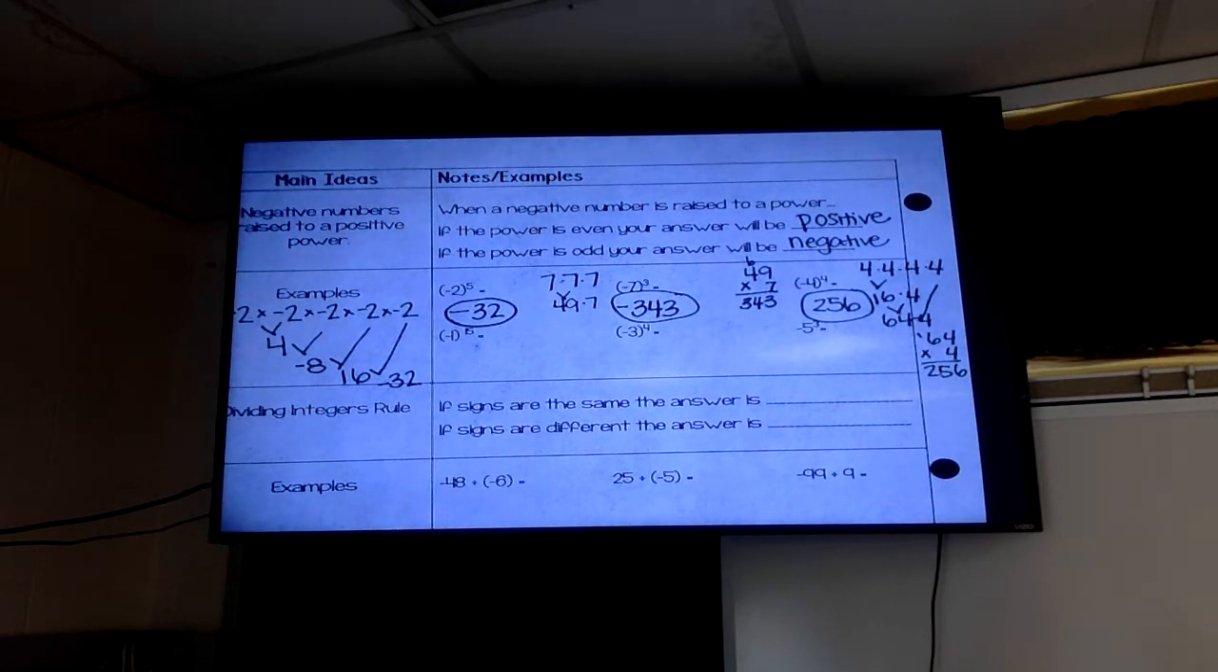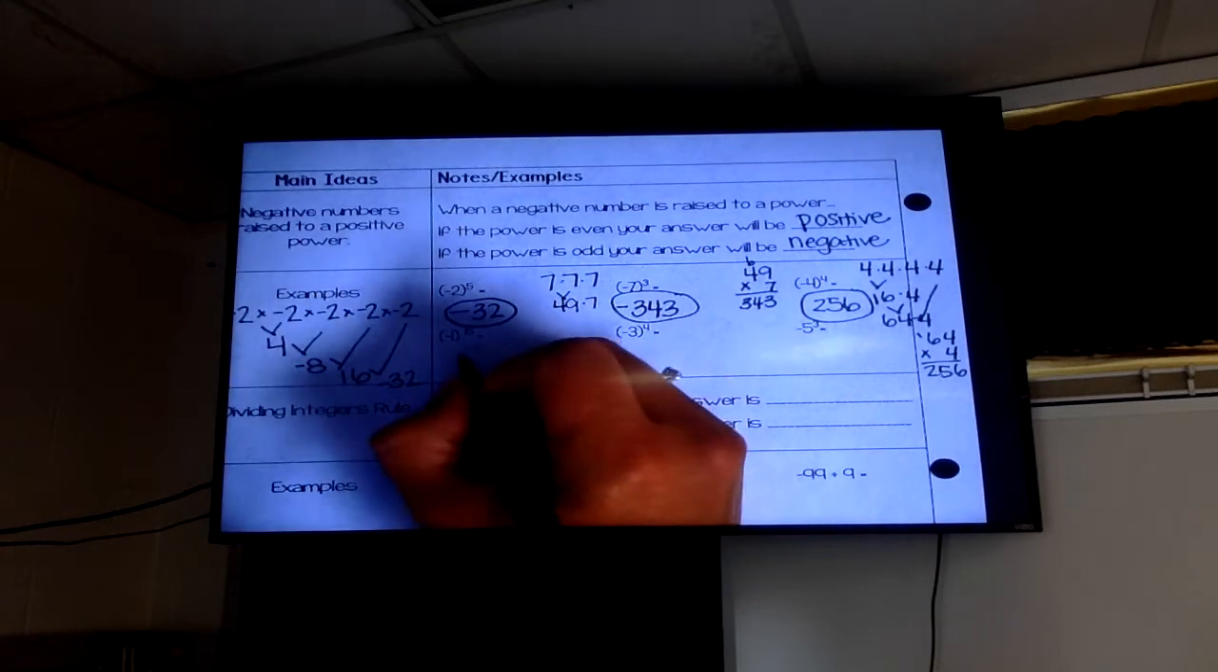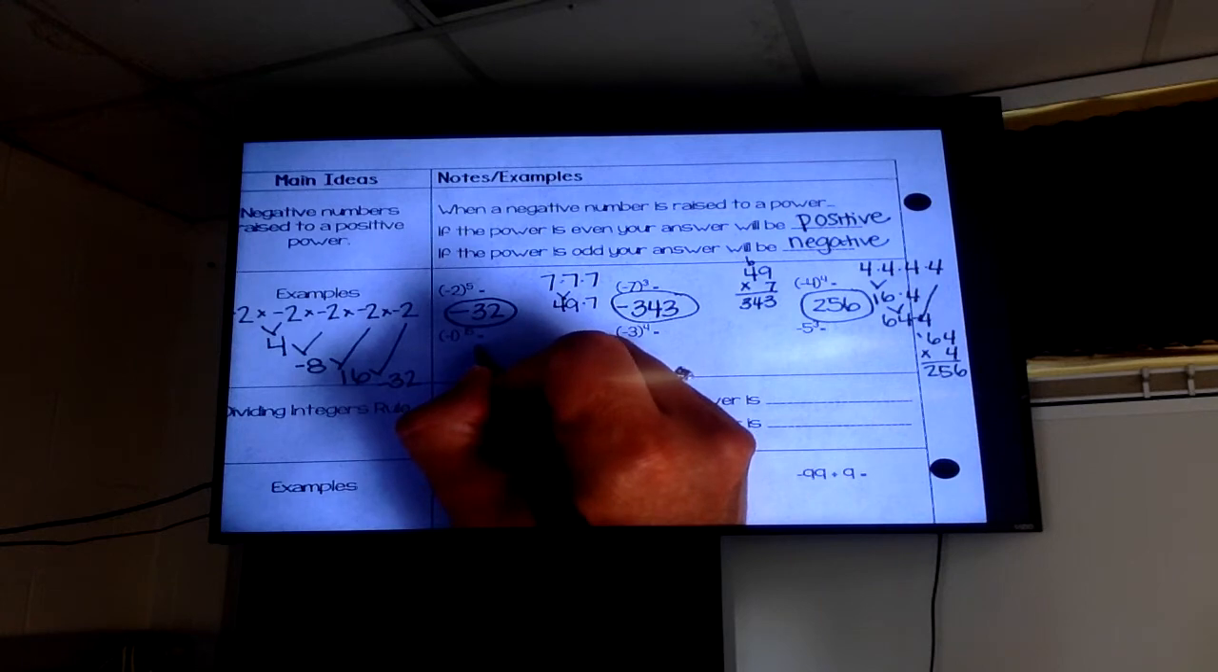Negative 1 to the 15th power. Okay, that's like negative 1 times negative 1 times negative 1, and so on, 15 times. Well, 1 times itself is not 15. That's where people make a mistake. 1 times 1 times 1, 15 times is still going to be 1, because 1 times 1 is 1, times 1 is 1, times 1 is 1.